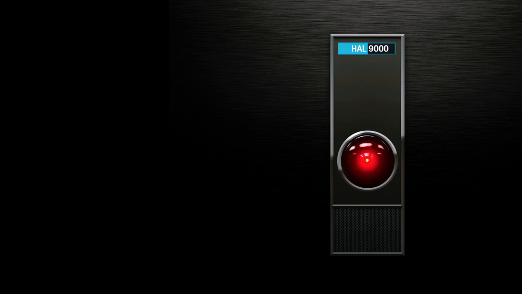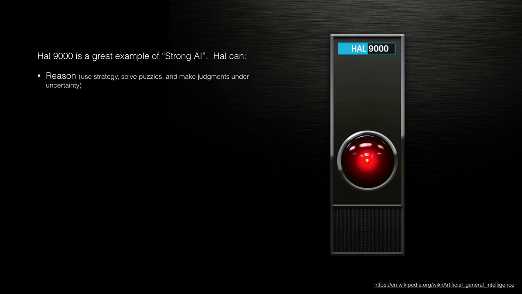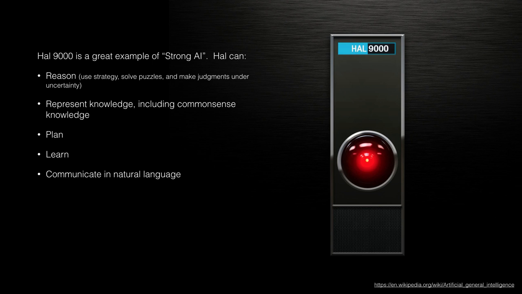HAL is what most people think about when they hear the term AI. He's a really good example of what we would call general purpose or strong AI. HAL can reason, that is, use strategy, make judgments under uncertainty, solve puzzles. He can also represent knowledge, including common sense knowledge. He can plan, he can learn, and he can also communicate in natural language. That is, people can speak to him and he talks back. But most importantly, he can integrate all these skills towards common goals.